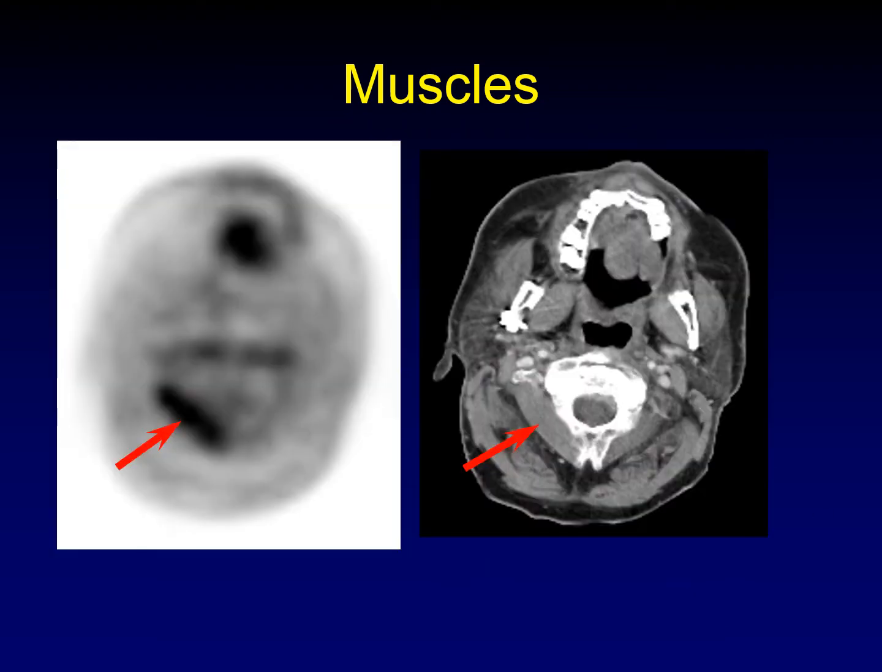Here's one of my favorites. This is the inferior capitis obliquus muscle. I don't know why this muscle, of all the muscles in the head and neck, so frequently has asymmetric uptake on PET, but it does.